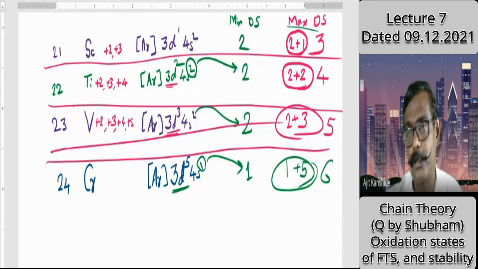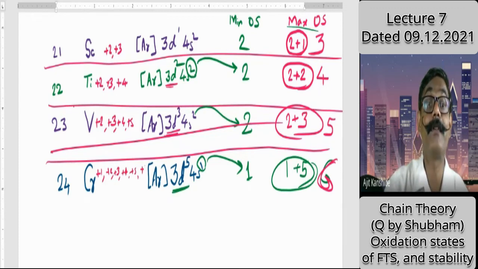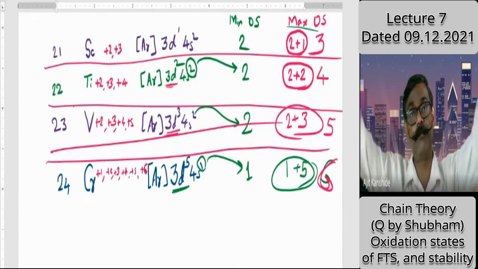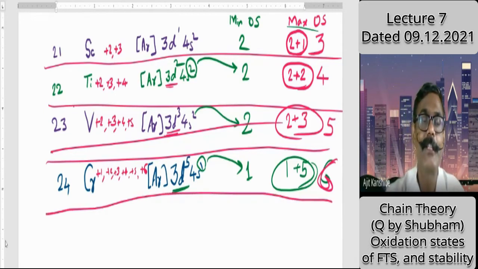So chromium can show oxidation states +1, +2, +3, +4, +5, and +6. Maximum is +6. Here is one element where the start is from +1.